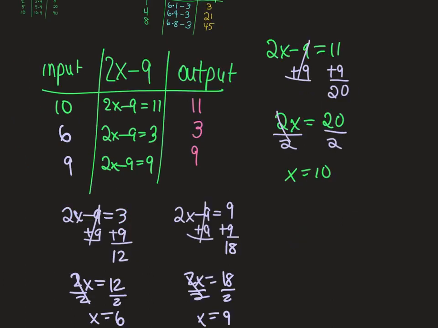All right, did you find the answers of 6 and 9? Here's my work. 2x minus 9 equals 3. I added 9 to both sides to get 12. I divided both sides by 2 to get 6. I added 9 to both sides to get 18. I divided both sides by 2 to get 9.